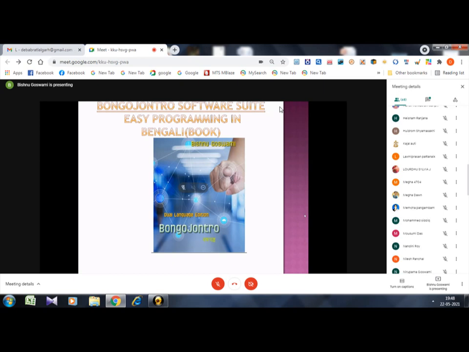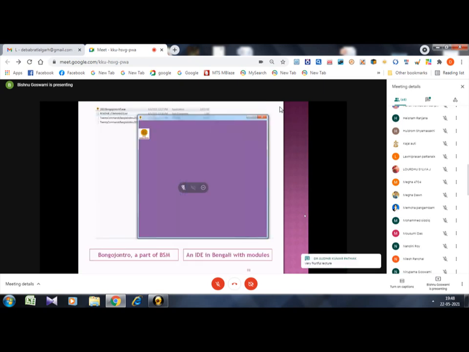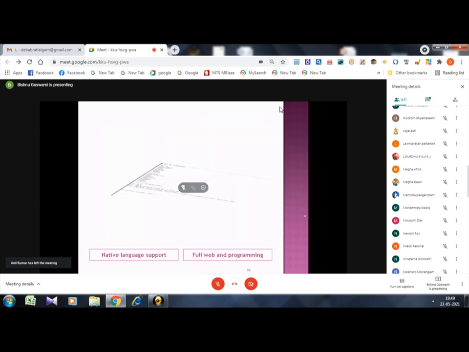So people who read English can also use it, and people who use Bengali as their main language can also read it. This is our software. You can see this is very stark and modern looking, and this is a part of BSM, an integrated development environment where you can develop software in Bengali and also has module support.